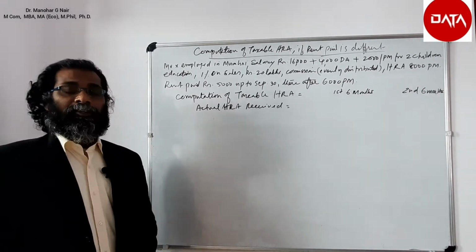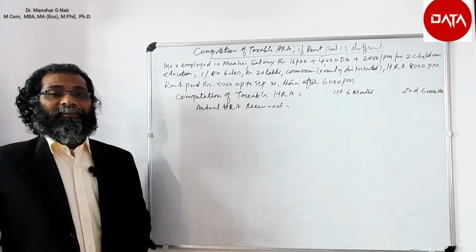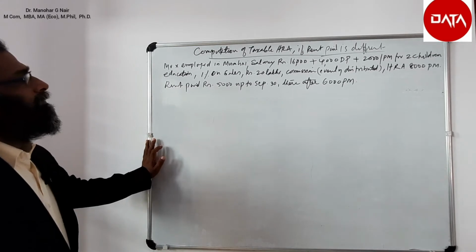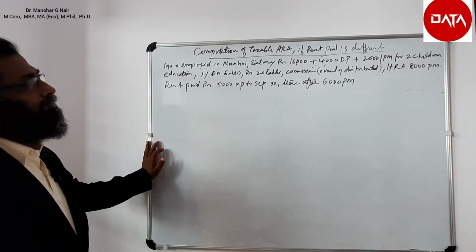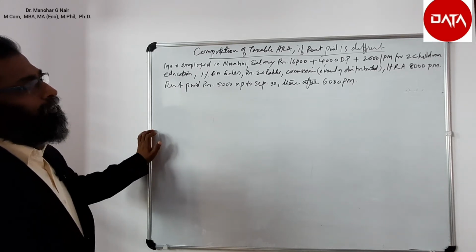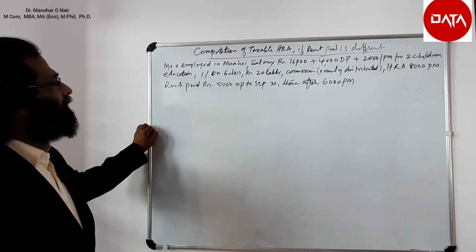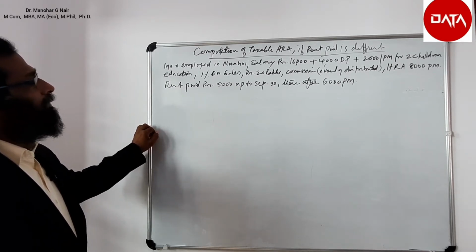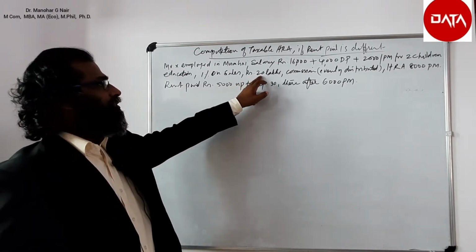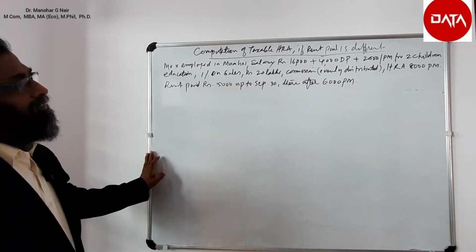In continuation with the previous video, that is for the computation of salary income, today let us discuss the computation of HRA. Mr. X is employed in Mumbai with a salary of rupees 16,000 per month and a dearness pay of rupees 4,000 plus 2,000 rupees per month for children education allowance, and also a fixed commission on sales of 1%. The total sales during the period was 20 lakhs, distributed evenly during the period.